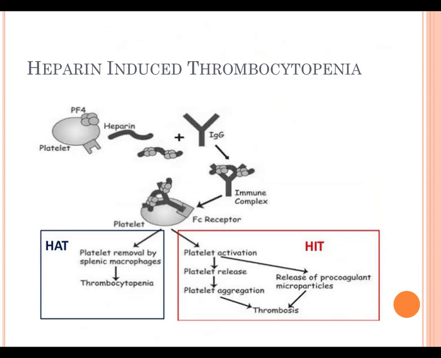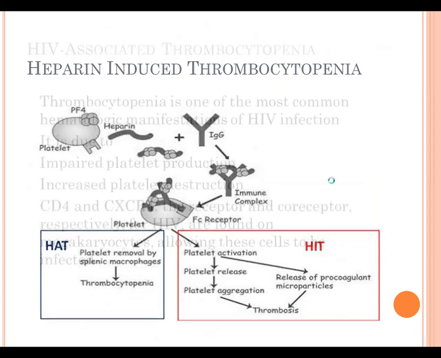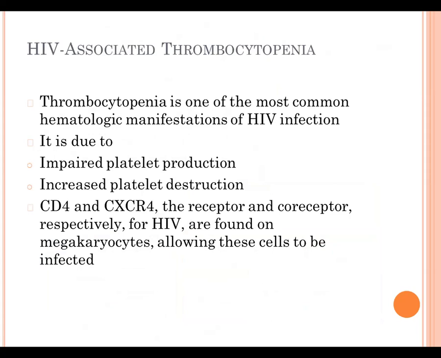So again, I'm repeating this: binding of this antibody to this complex, the heparin and this protein complex, will lead to activation of the platelet. It will cause aggregation, causing the consumption of the platelets that leads to thrombus formation. The thrombus is formed, but ultimately, due to the consumption of the platelets, it leads to thrombocytopenia, which may lead to bleeding diathesis, or bleeding problems.